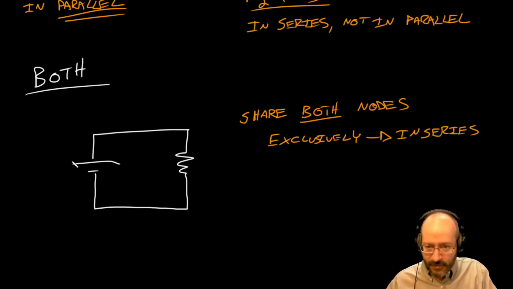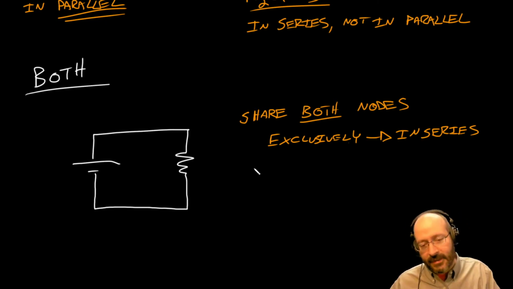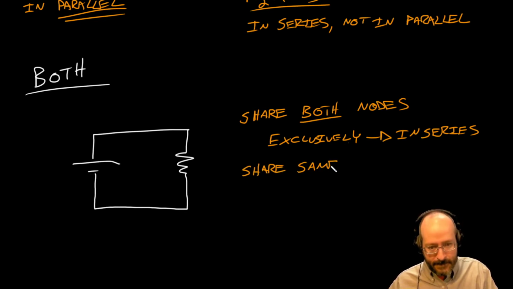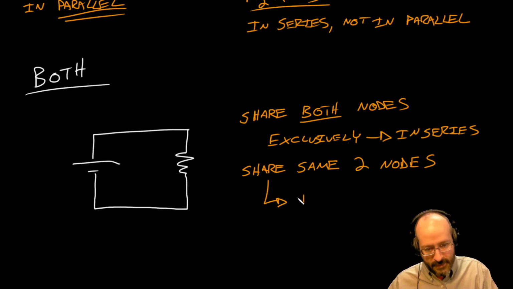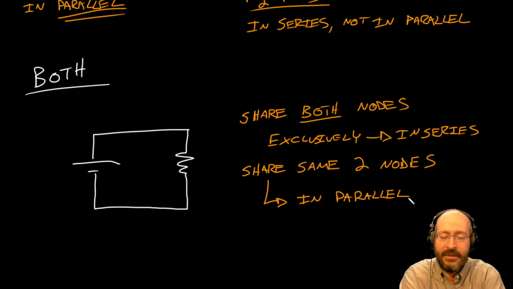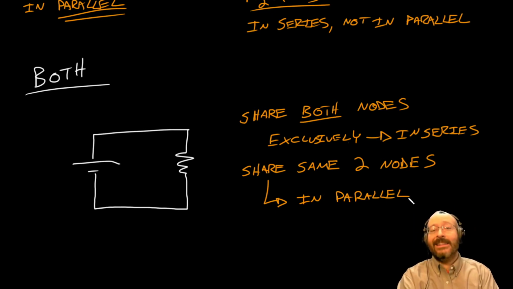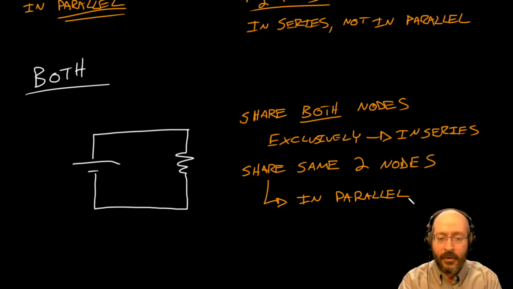And they also, well, there's only two nodes, and they're both connected to both of those nodes. So they share the same two nodes, and therefore they are in parallel. So they are both in series and in parallel. And what that tells me is they're going to have the same current flowing through them, and they are going to have the same voltage across them.